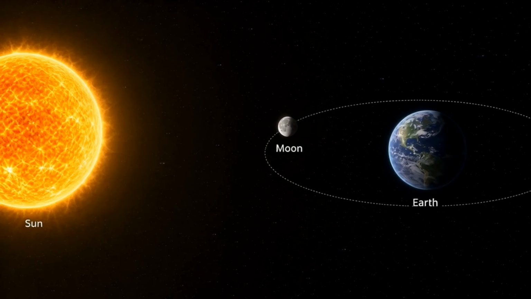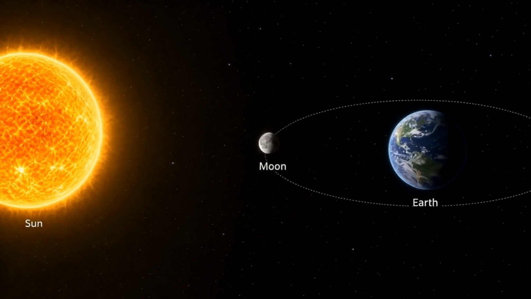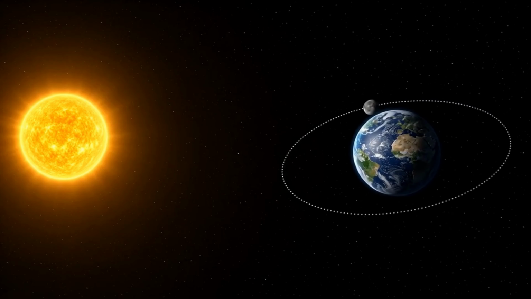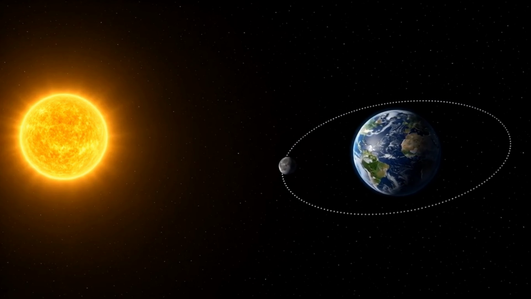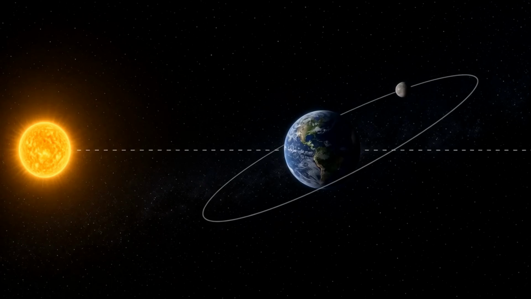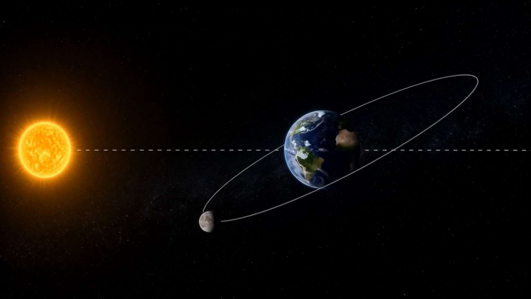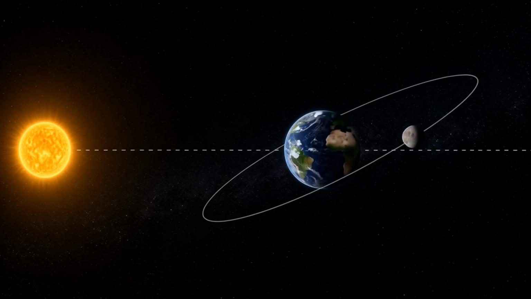A solar eclipse begins when the moon moves directly between the sun and the earth. This celestial event is rare because the moon usually passes slightly above or below the sun-earth alignment. Because of this orbital tilt, we do not see a solar eclipse every single month as the moon orbits Earth.